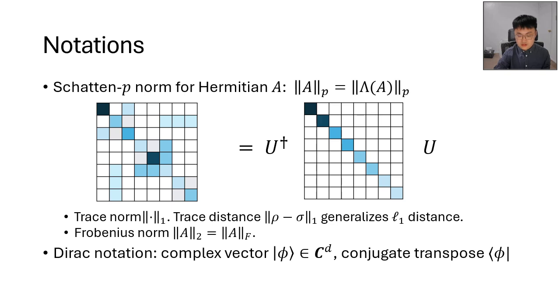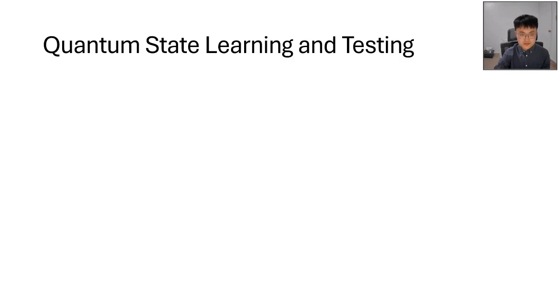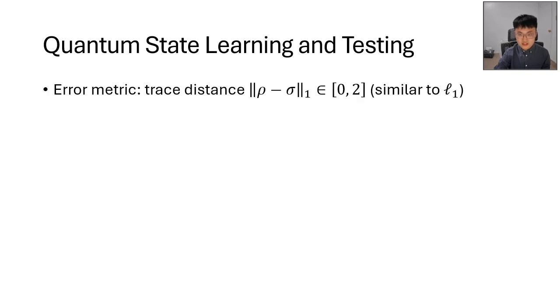So for non-quantum audience, we will often use the Dirac notation, and this Dirac notation with brackets simply means nothing more than a complex vector. And if the bracket points to the left, it means the conjugate transpose of that vector, which is a row vector. So now I will define the problem of quantum state learning and testing.